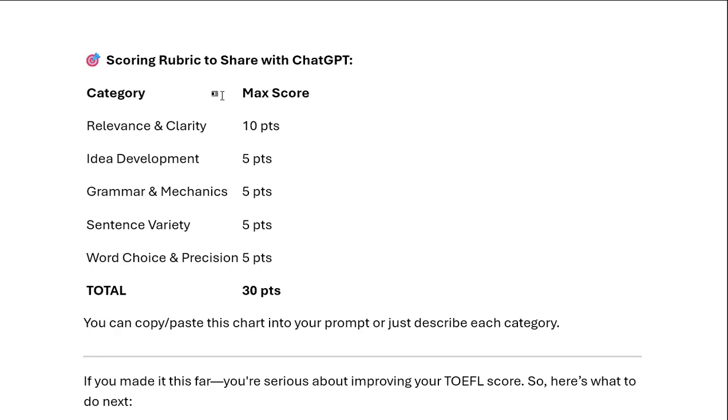The scoring rubric to share with GPT. Relevance and clarity, 10 points. Idea development, 5 points. Grammar and mechanics, 5 points. Sentence variety, 5 points. Word choice and precision, 5 points. So you can copy and paste this chart into your prompt or just describe each category.